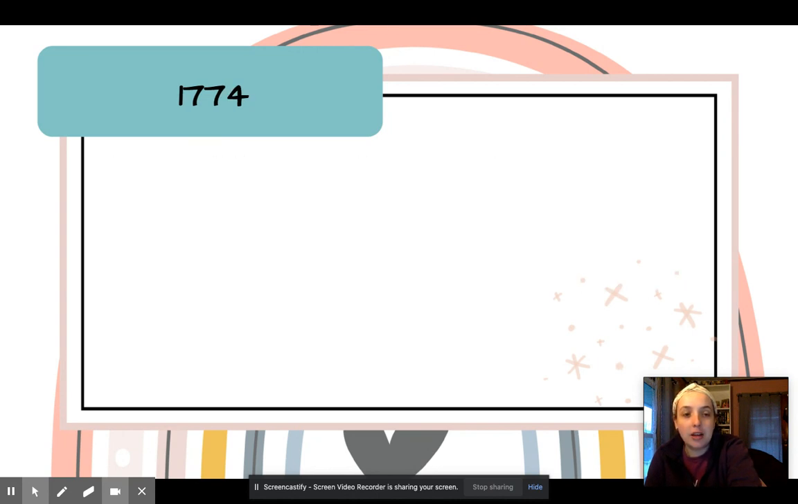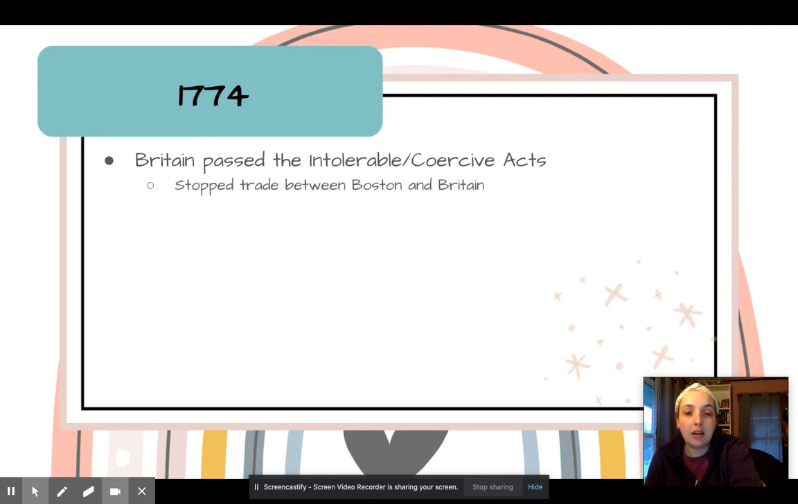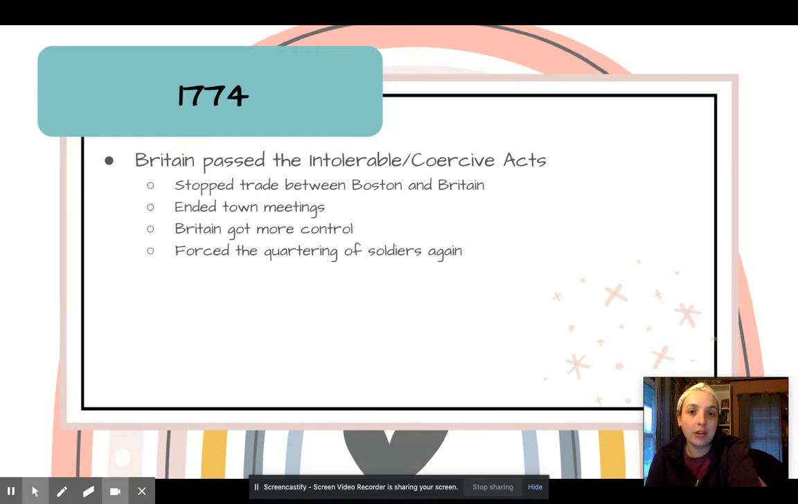So, in response, this was in December, and I believe the Intolerable or Coercive Acts were like January of that year. It was pretty early in 1774. They passed the Intolerable or the Coercive Acts. So this stopped trade between Britain and Boston. So they were mad at Boston, and so they stopped the trade. It also ended town meetings. This is just at Boston too. Ended town meetings, and Britain got more control, and then forcing the quartering of soldiers again. So, it was mainly at Boston that they were angry at, but, if you have that mentality of you are the United States, there's going to be people angry about it.